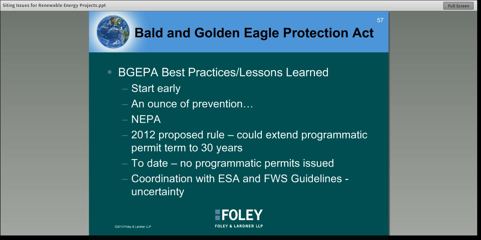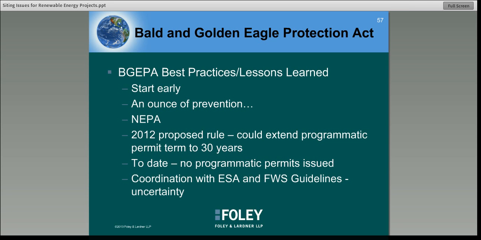So some Big Eepa best practices and lessons learned. Again, start early, and also an ounce of prevention. So make sure you're aware of the potential for eagles in your project area. Also, NEPA compliance may be triggered if you are required to get a permit under Big Eepa.